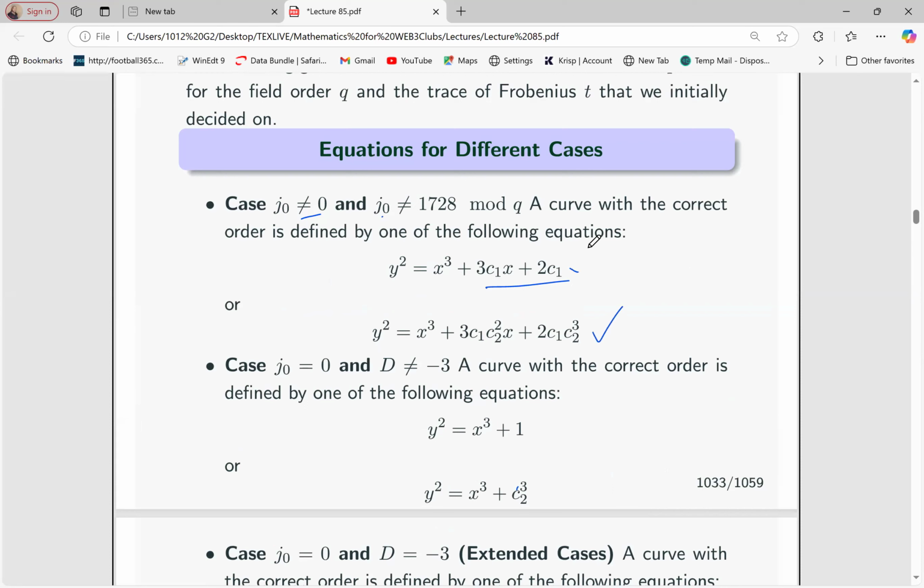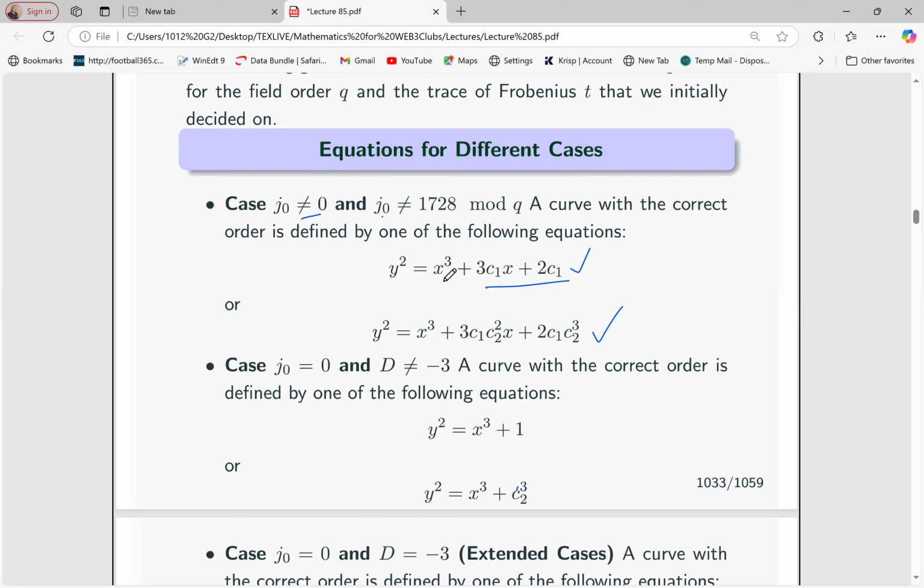We try both forms, and we want to see which one will give us the 9 points, because we wanted a curve that will give us 9 points. So this form is x cubed plus 3C1 x plus 2C1. And this other form is x cubed plus 3C1, and then multiplied by C2 square x plus 2C1 multiplied by C2 cubed.